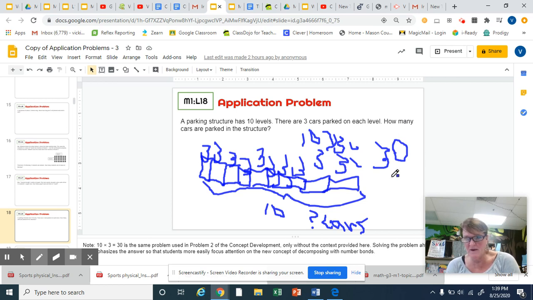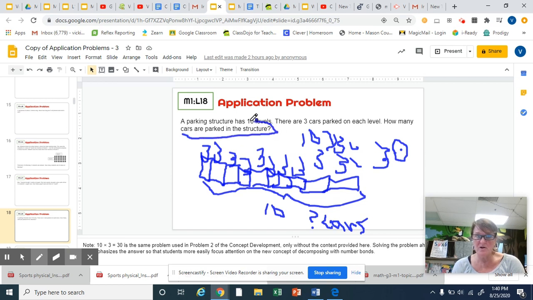And because my drawing is so poor with these little crayons, let's look at it. How many cars are parked in the structure? My answer would be 30, and I would write all this out. Cars are parked in the structure. That is my full answer, and that's how I would label it.